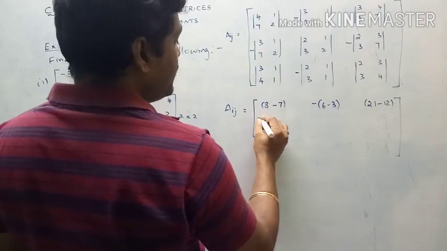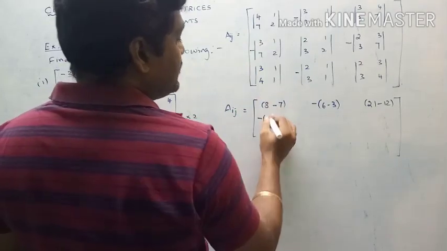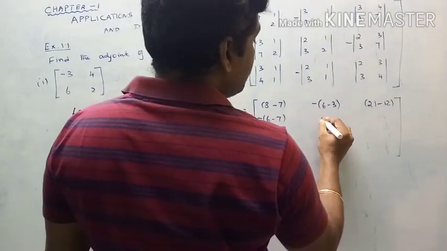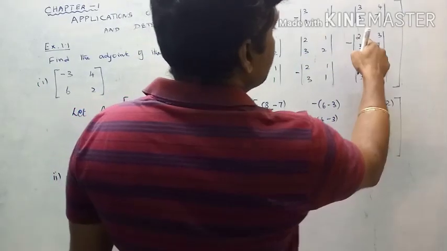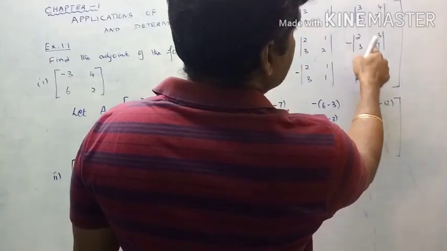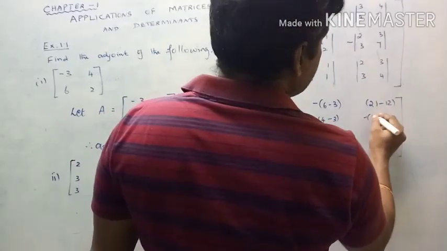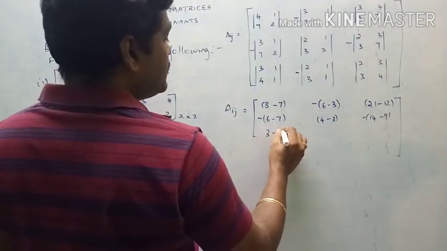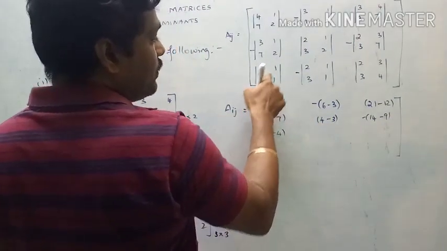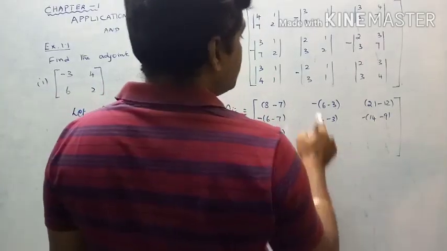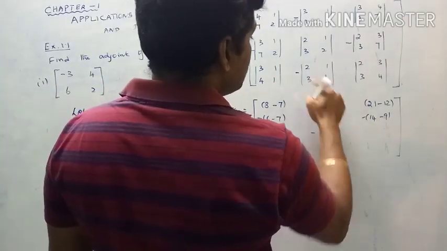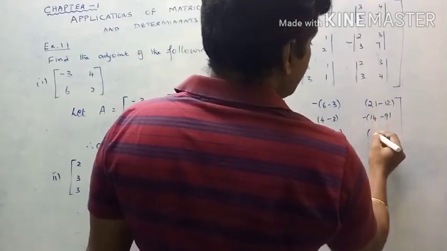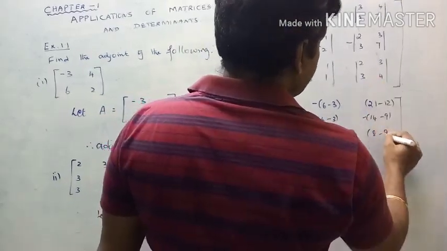For this one, minus outside, 6 minus 7. For this one, 2 2s are 4, 3 1s are 3, 4 minus 3. For this one, minus outside, 7 2s are 14, 3 3s are 9. For this one, 3 1s are 3, 4 1s are 4. Minus outside, 2 1s are 2, 3 1s are 3. And this will be 4 2s are 8, 3 3s are 9.